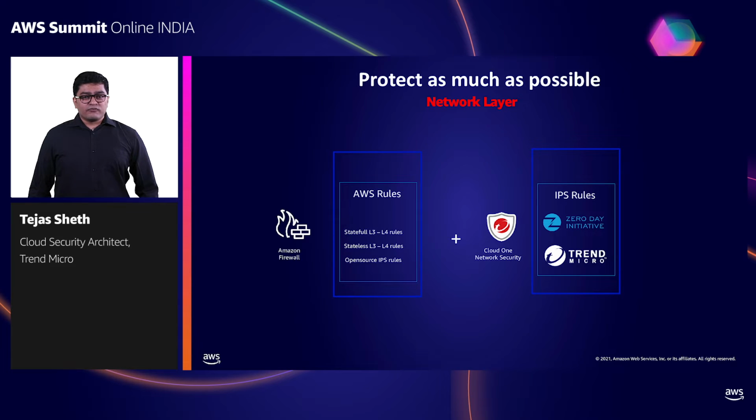So at the network level, we can deploy Amazon Firewall. It works at the VPC level, and it has stateful and stateless rules. It also has open source IPS rules, and as you know, threat intelligence is key for protection. The Zero Day Initiative community discloses the highest number of vulnerabilities every year. So by combining the ZDI rules and Trend Micro's intelligence, you can add the threat intelligence feed to Amazon Firewall, right?